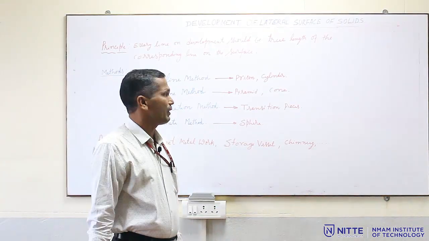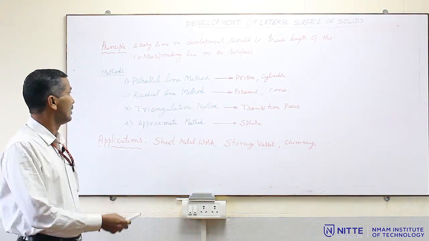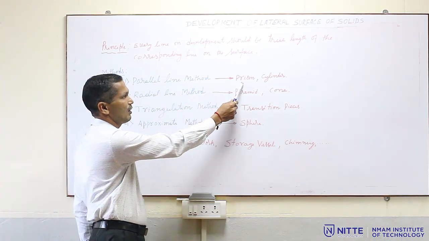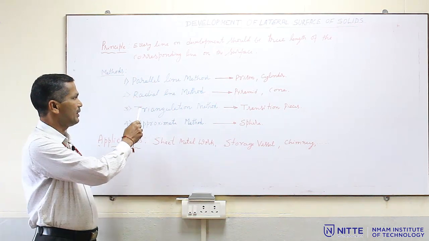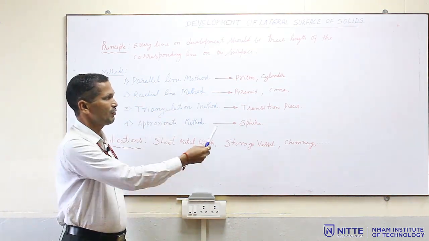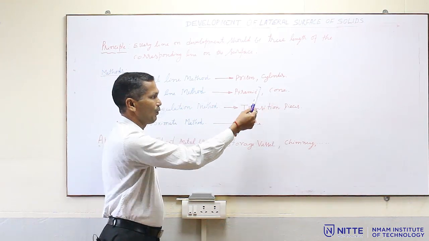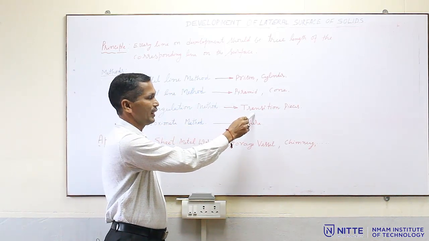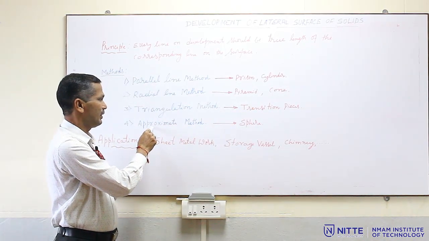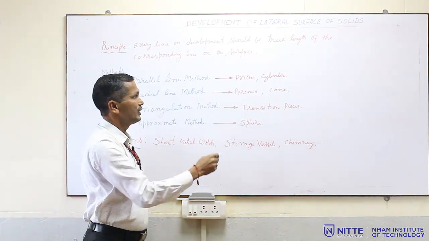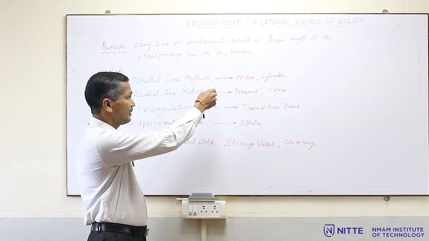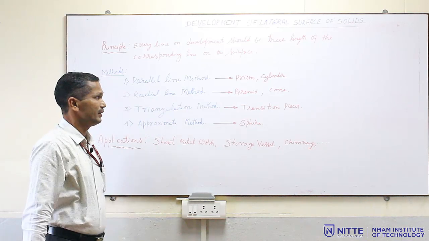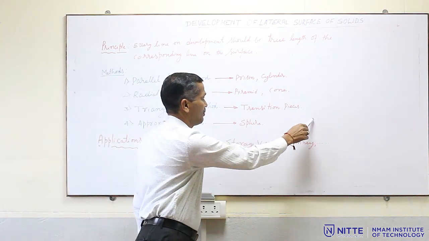Now, this development can be done by various methods. There are 4 methods. One is the parallel line method, which is used for the development of prisms and cylinders. The second is the radial line method, which is used for the development of pyramids and cones. The third is the triangulation method, which is used for transition pieces, and the last is the approximate method, which is generally used for spheres. We will glance at all this briefly, then in detail you have to go for the first 2 methods. The remaining 2 methods are generally not used in the academic syllabus.